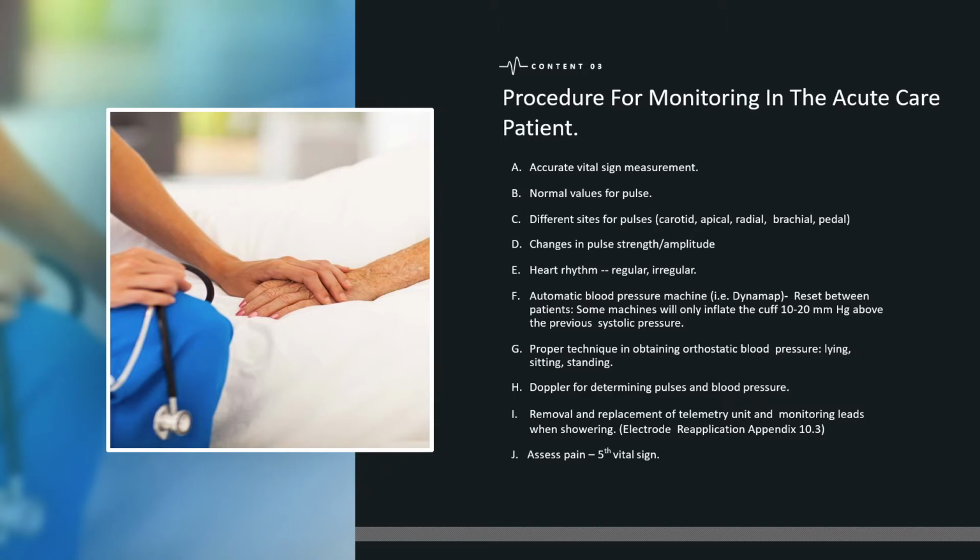Automatic blood pressure machine, i.e. Dynamap. Reset between patients. Some machines will only inflate the cuff 10 to 20 millimeters Hg above the previous systolic pressure. Proper technique in obtaining orthostatic blood pressure, lying, sitting, or standing. Doppler for determining pulses and blood pressure. Removal and replacement of telemetry unit and monitoring leads when showering. Assess pain, the 5th vital sign.